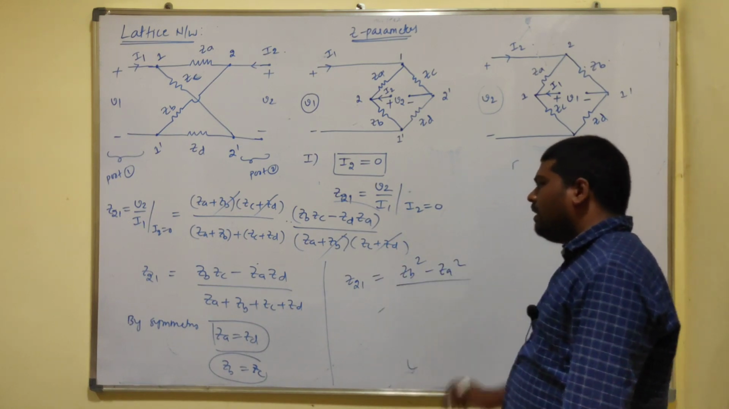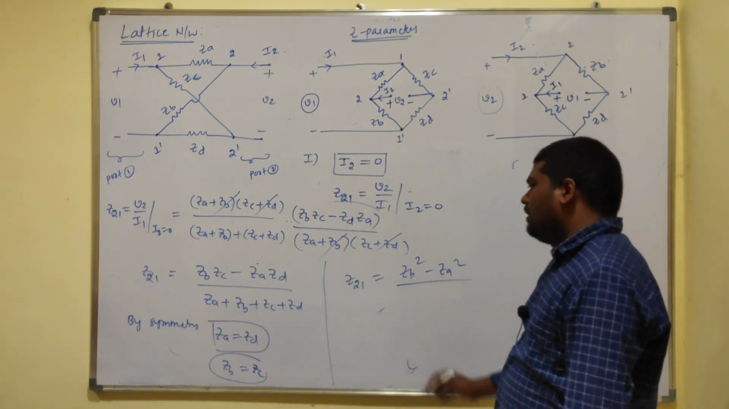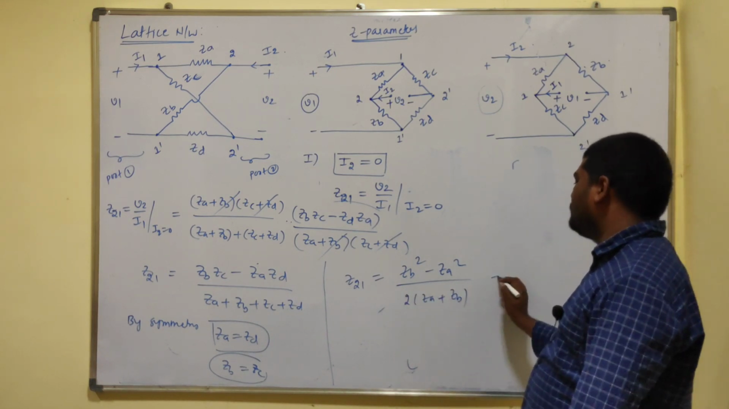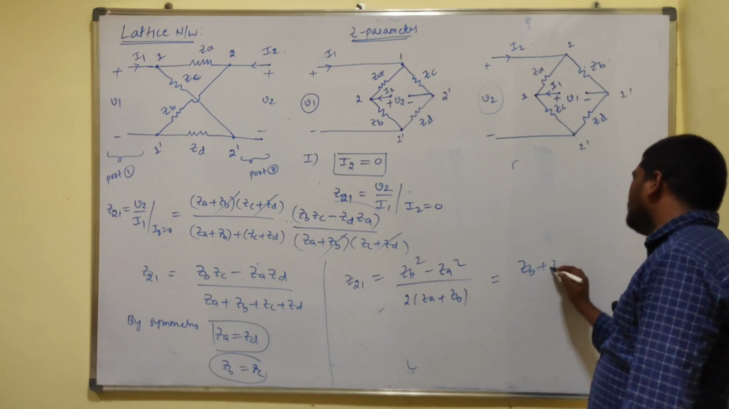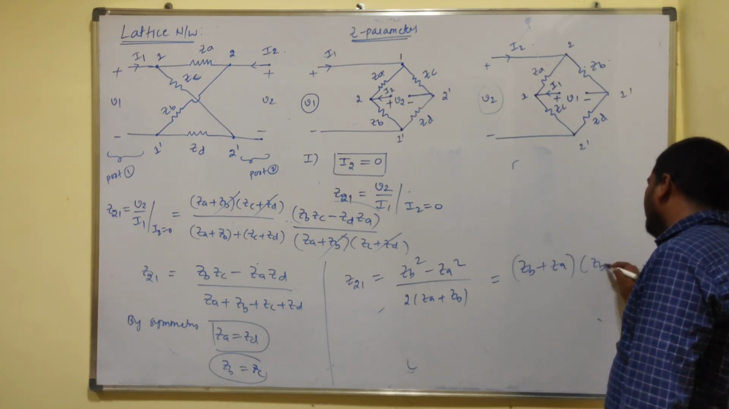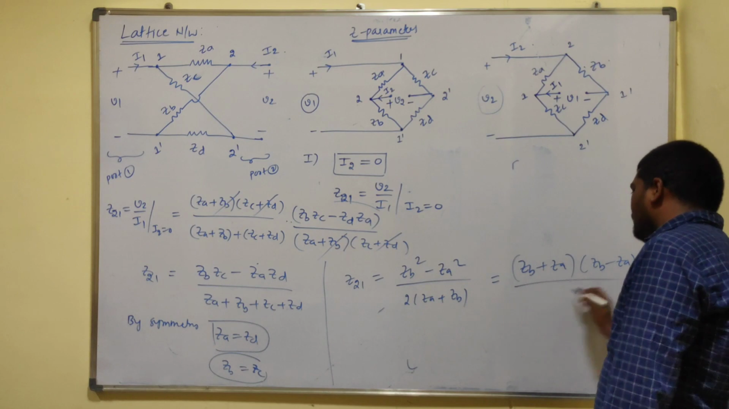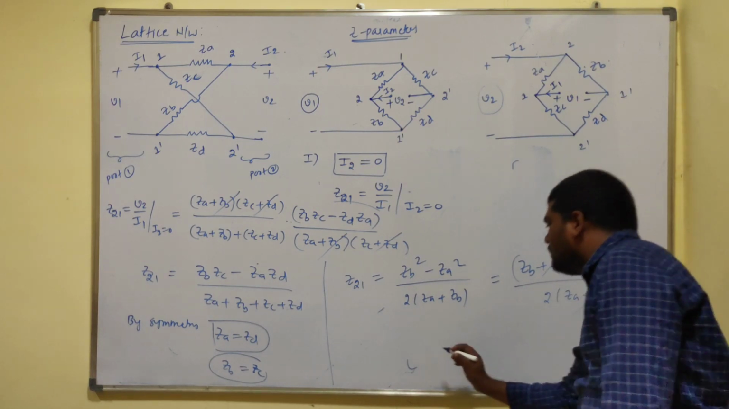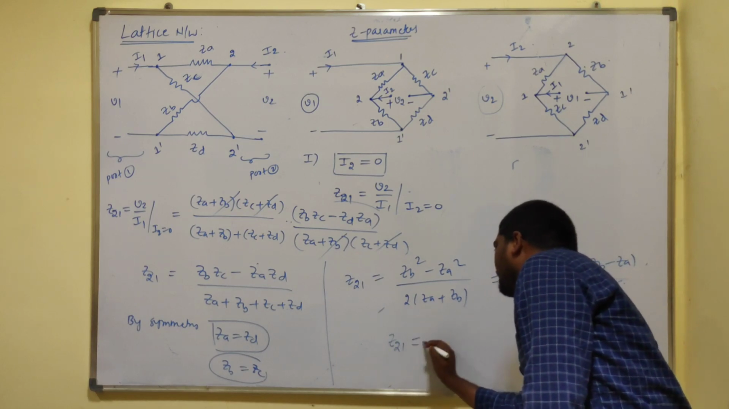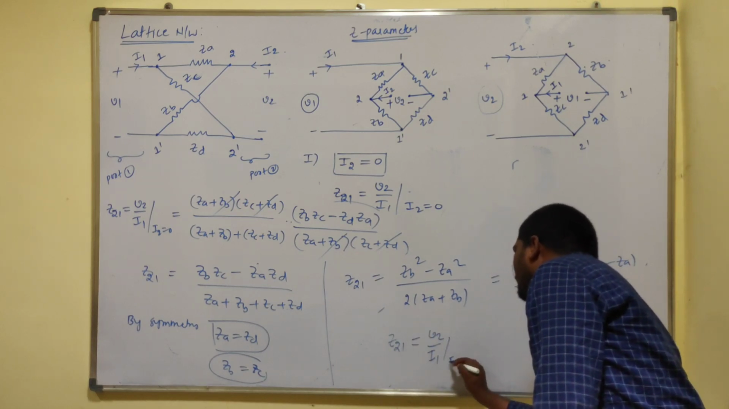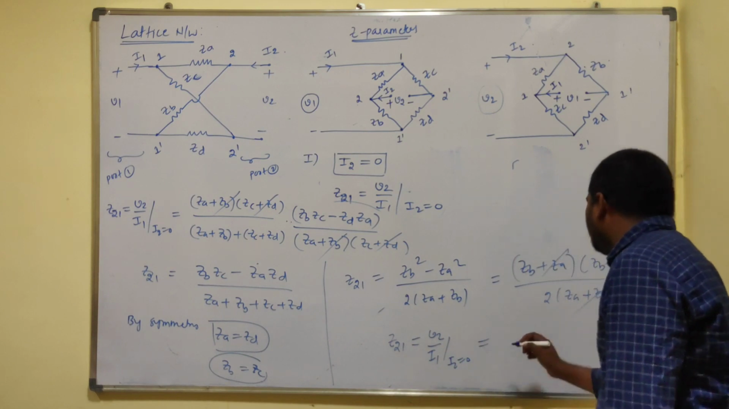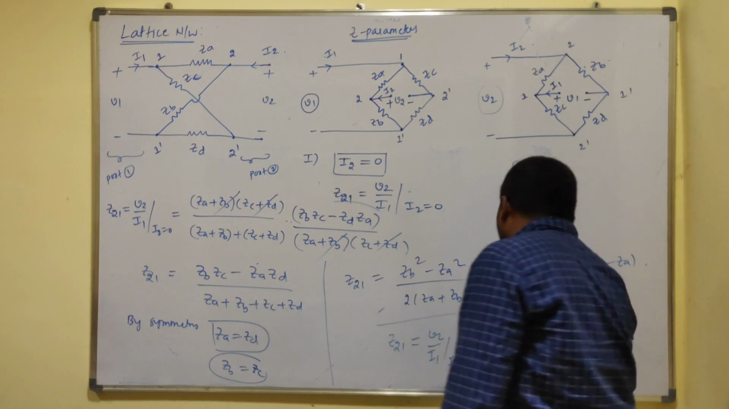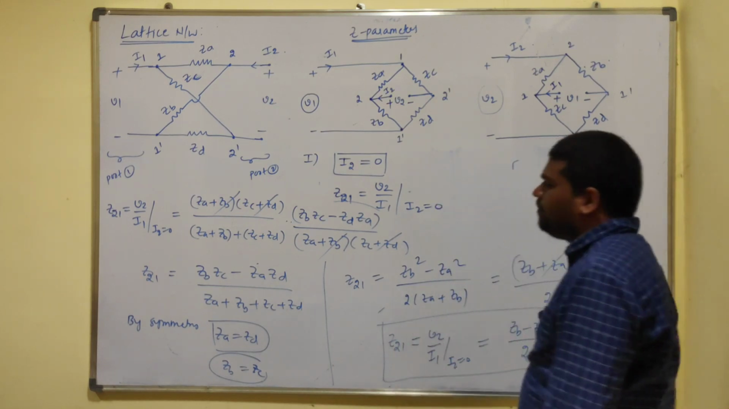ZA whole square by 2 into ZA plus ZB. So now ZB plus ZA and ZB minus ZA, by 2 times of ZA plus ZB. So this one cancels. Finally you will get Z21 equals V2 by I1 only when I2 equals 0, that equals ZB minus ZA by 2. This is your Z21 parameter, right?